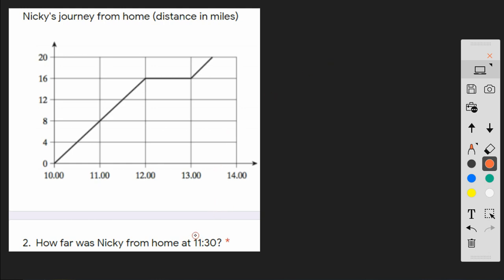Okay, question 2. So how far was Nikki from home at 11:30? Well, we've got a graph here, and I see that we haven't labelled the axes on the grid here. So this looks as if it's got time here. And we've got miles over here. Okay, so 11:30. Remember, there are 60 minutes in an hour. So 11:30 is going to be halfway between 11 and 12.